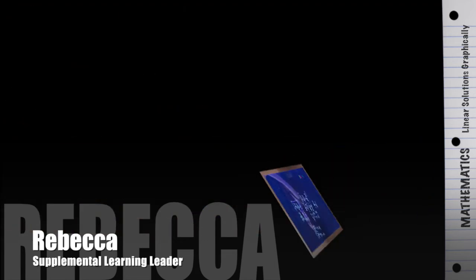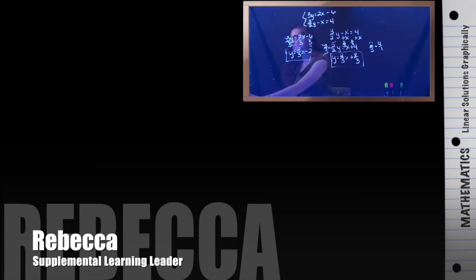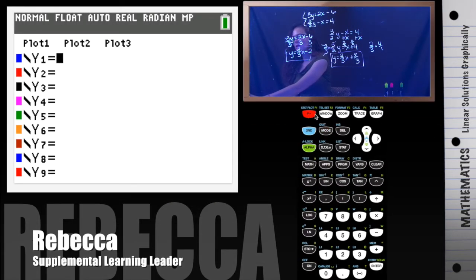So to graph it, you hit y equals after you turn it on. And now you want to graph 2/3, so 2 divided by 3, x minus 2. And then hit the down arrow. And now you want to graph the second one, which is 2 divided by 3, x plus 8 divided by 3. And now, to see the graph, we have to hit graph.